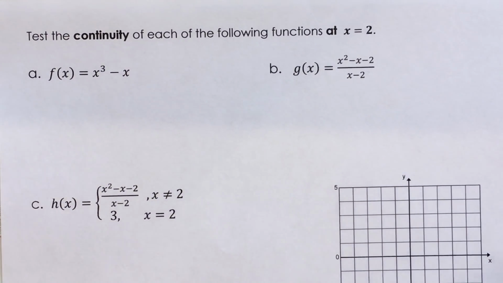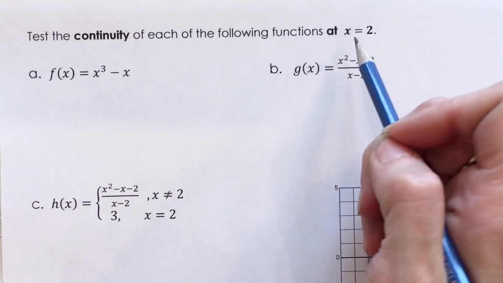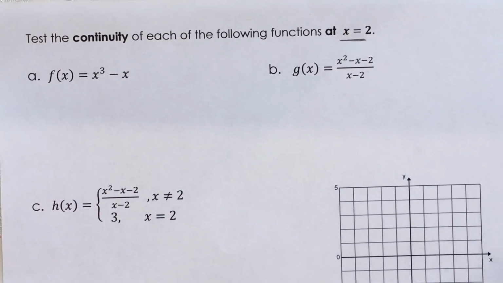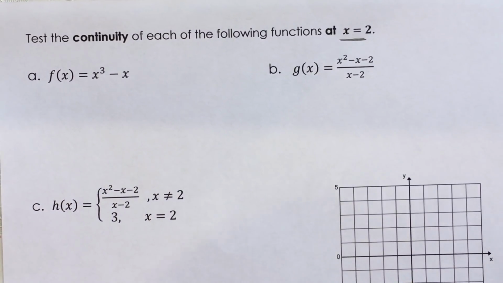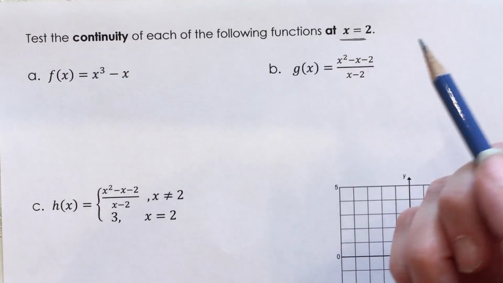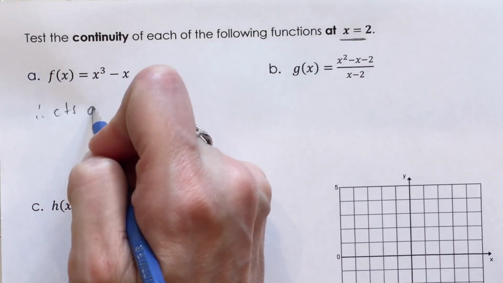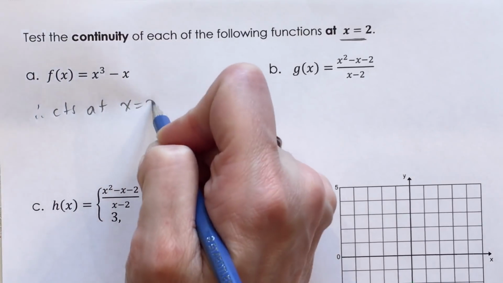So test the continuity of each of the following functions, but we just want to know, is it continuous or discontinuous at x equals 2? So the first function, f at x is x cubed minus x. We want to recognize that as a polynomial function, and we know from our generalizations that polynomial functions are continuous everywhere. So continuous everywhere, definitely going to be continuous at x equals 2.